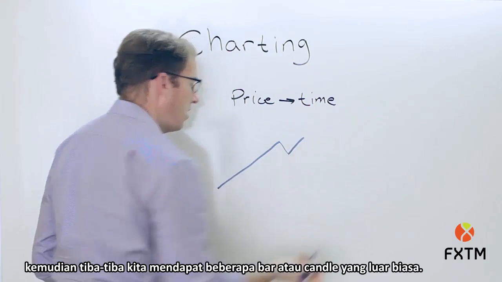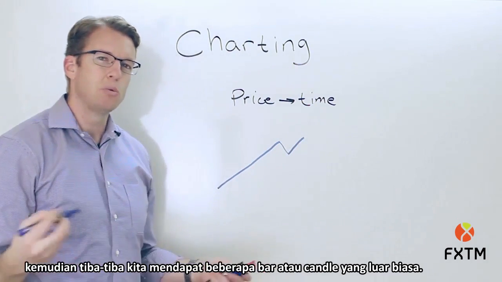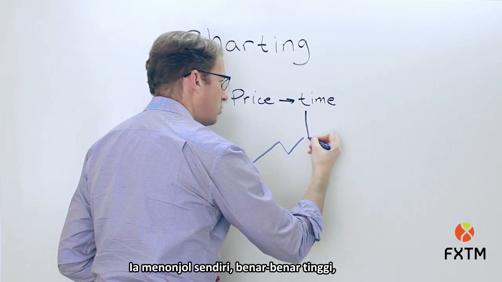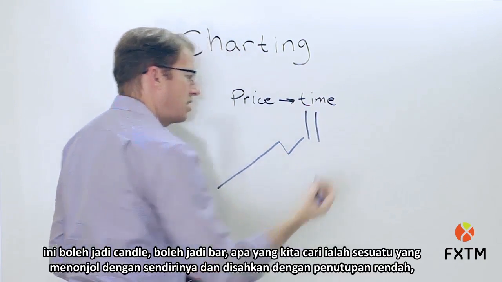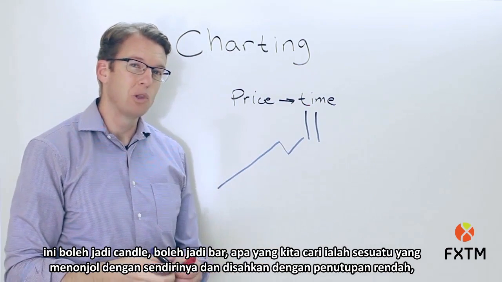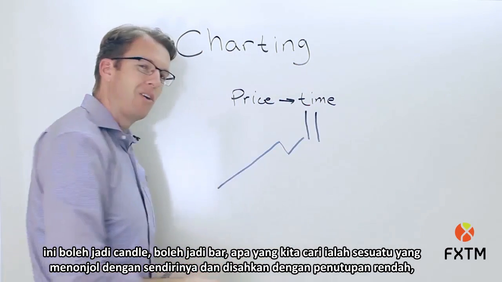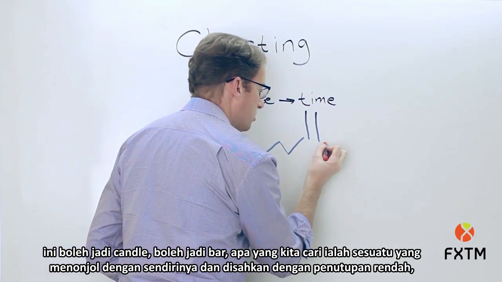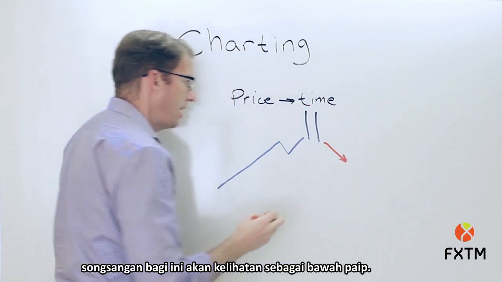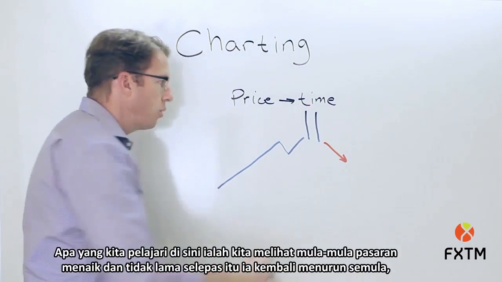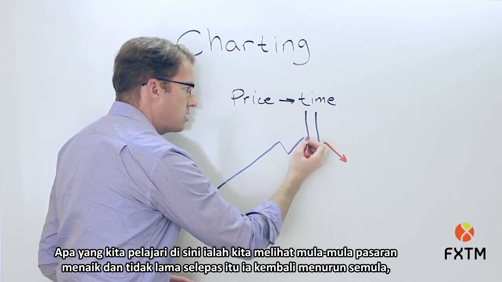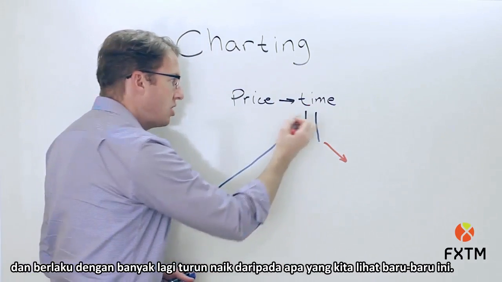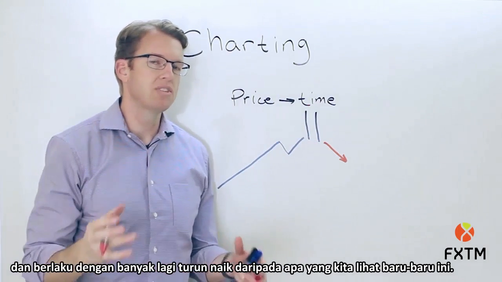It's been trending higher, and then all of a sudden we get a couple of unusual bars or candles. They stand out all by themselves. They're really tall. These could be candles, they could be bars, either way. What we're looking for is something standing out all by itself, and then it's confirmed with a lower close like this. The inverse of this we would look at as a pipe bottom. What we're seeing here is that initially the market went up, and then right after that it went right back down, and did so with a lot more volatility than what we've seen recently.